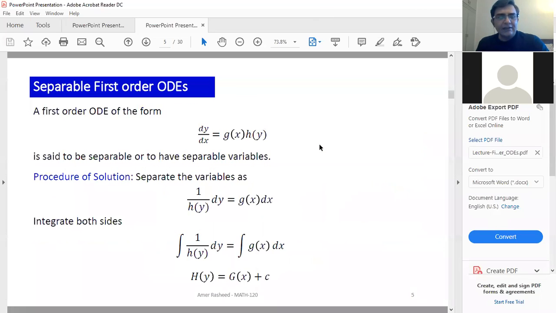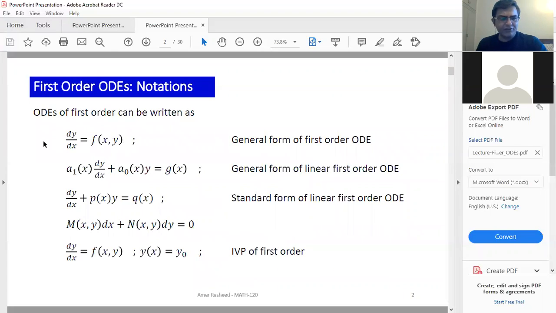Now, the first kind of differential equation which we are going to discuss, and how to solve these first order differential equations, is the separable first order differential equation. We are going to discuss how to solve these first order initial value problems. I told you in the start that any differential equation can be written in this form, dy by dx equal to f of x, y.